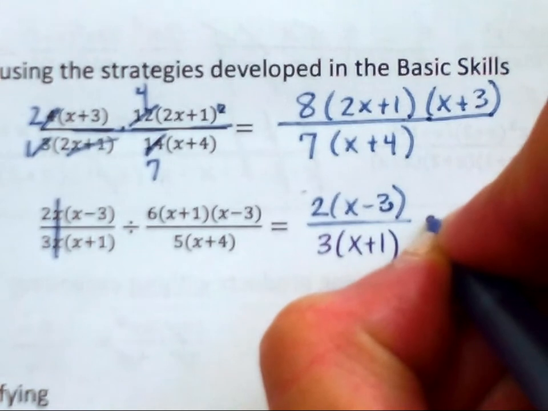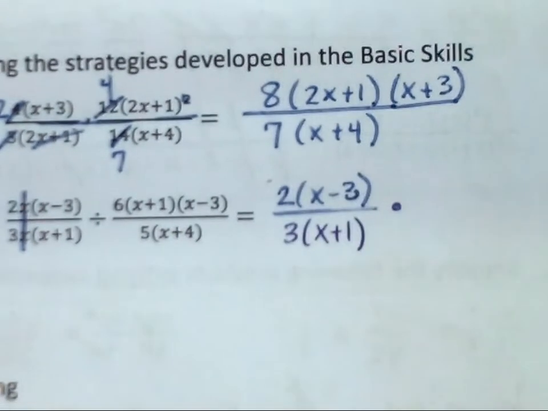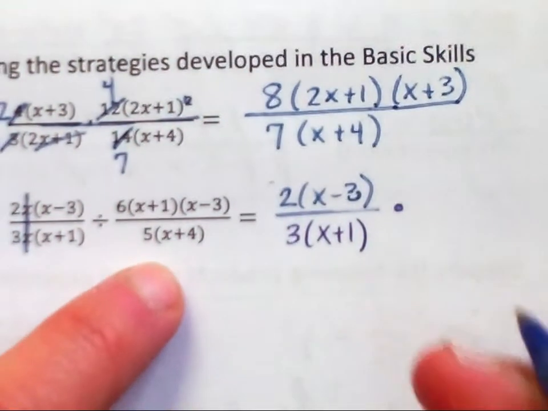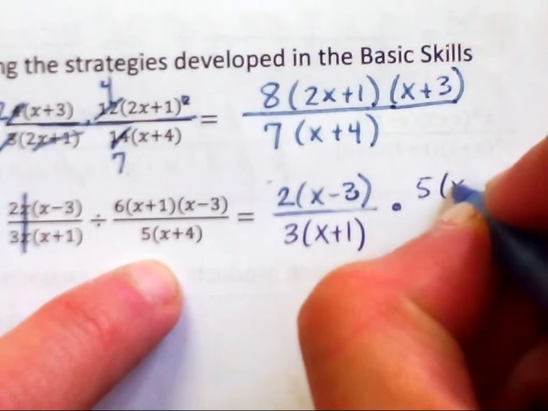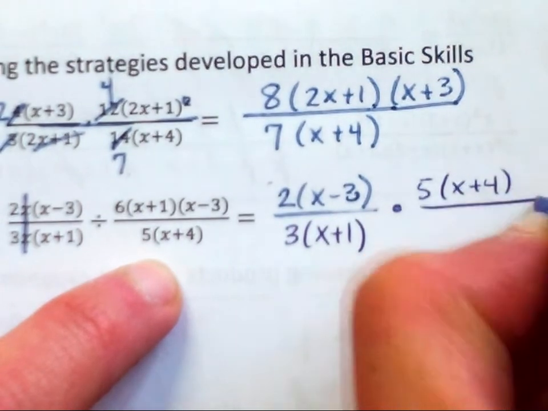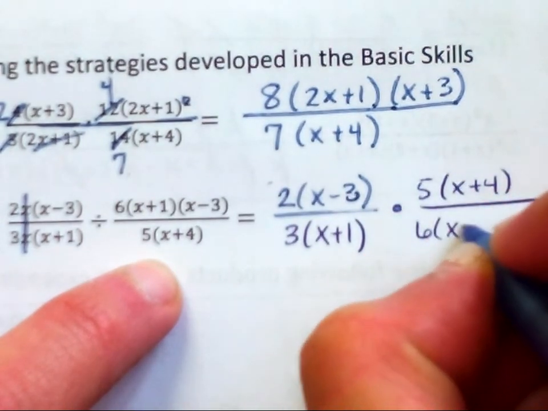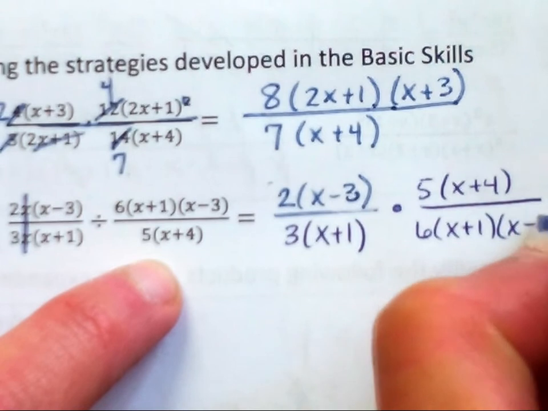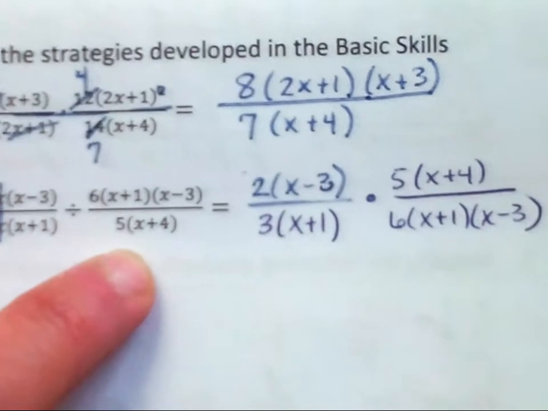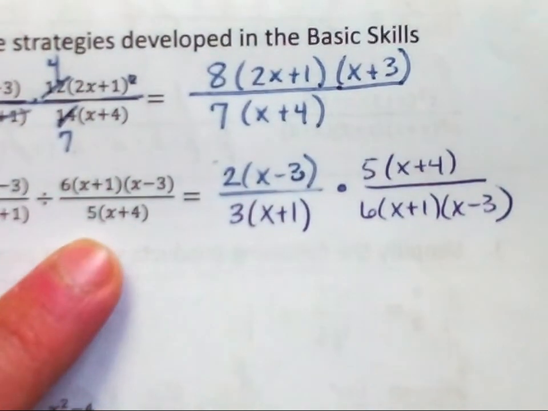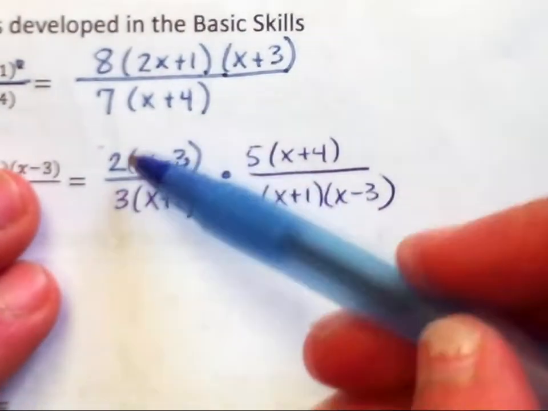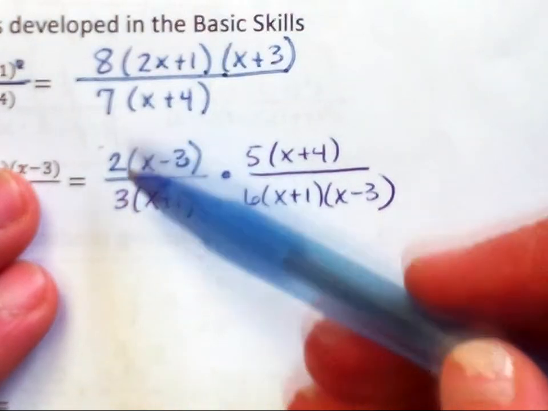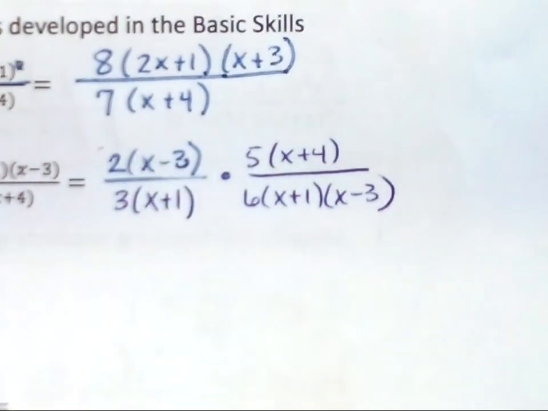Over 3 times x plus 1. And we're going to change the division to multiplication and then flip the second ratio upside down. So we'll have 5 times x plus 4 in the top and 6 times x plus 1 times x minus 3 in the bottom. So we've just rewritten it as a product, and we had canceled out one factor of x. That was an easy one to just cross out.